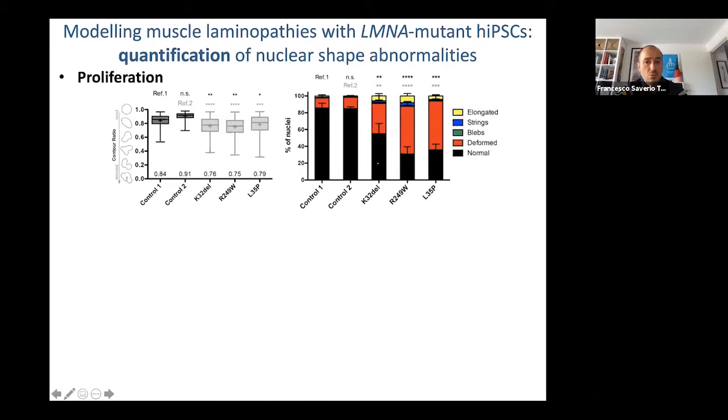And this is also quantified in a different way here, looking at the specific types of abnormality. Again, the short story is that we have a nuclear morphology abnormality in the skeletal myogenic cells derived from iPS cells, and we can quantify that.